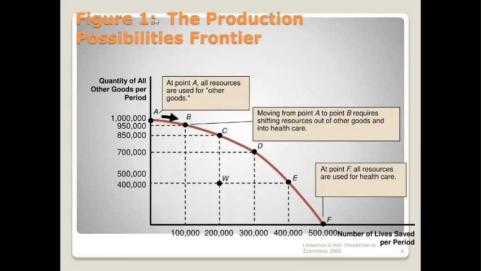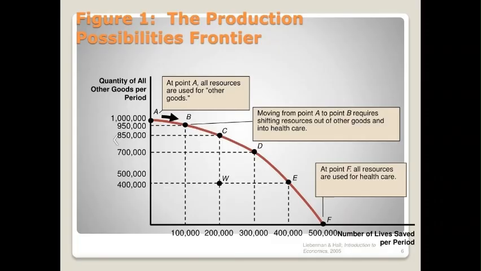So in this, for instance, this is figure one. This is our first actual figure. So we have the incursion of 1 million quantity of goods per period, and lives saved per period. So you have the comparison between goods per period and lives per period. In order to increase the production capacity of lives saved per period, we had to give up 50,000 goods per period. That 50,000 is the same incursion that we see within all of these things.